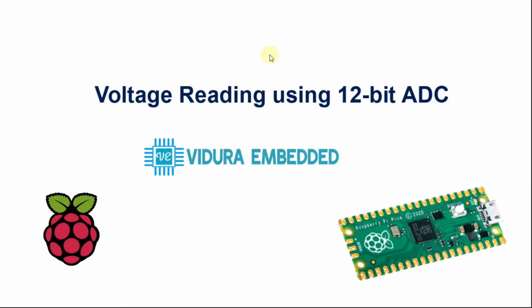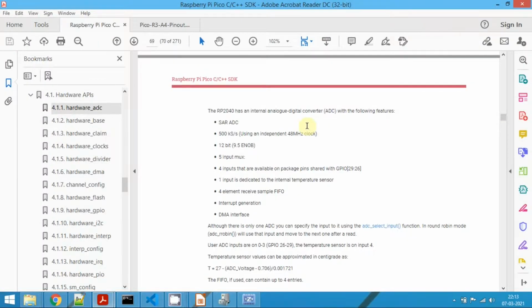Hello and welcome to this tutorial to show you how to read the external voltage by using a 12-bit ADC on the Raspberry Pi Pico. So let's get started. Now go and open the Raspberry Pi Pico C/C++ SDK documentation to have some insights about the ADC that is provided by the Raspberry Pi Pico.